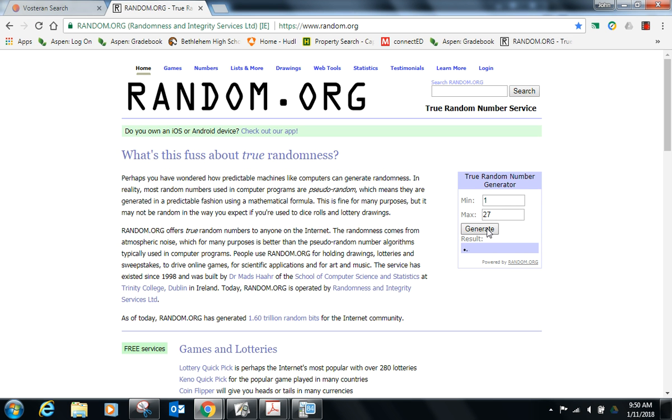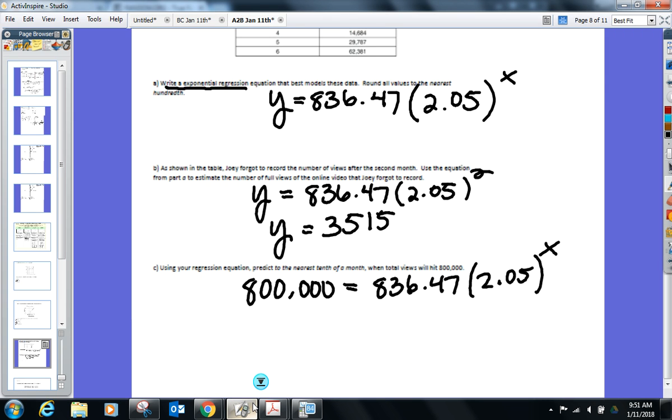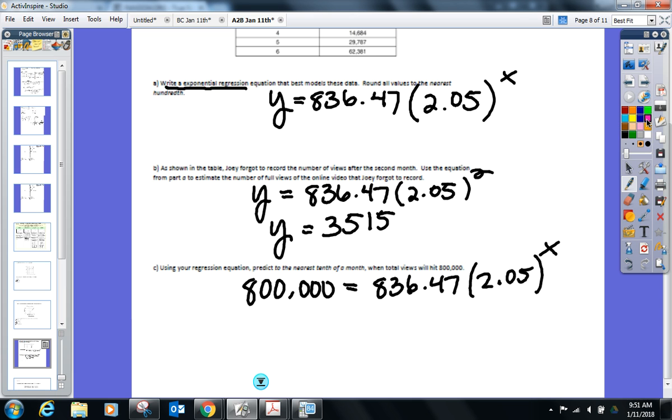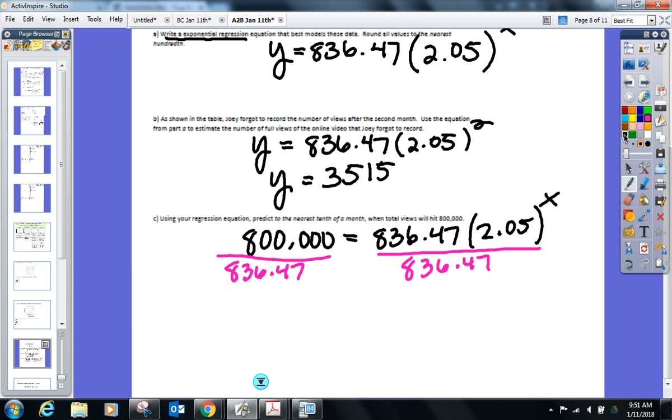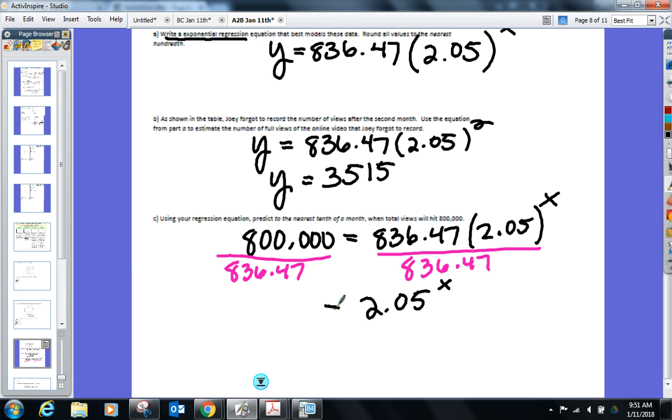Here we go. First thing, though, what do I need to get rid of? 836.47. Yep, see you later. So I end up with 2.05 to the x equals... Are we done with this problem after you do that? Nope. What am I trying to tell you? Don't round.